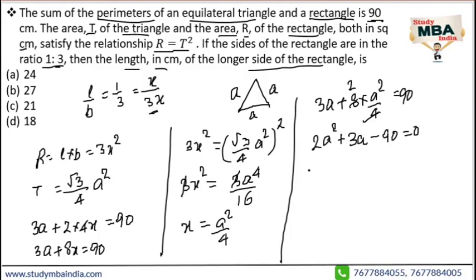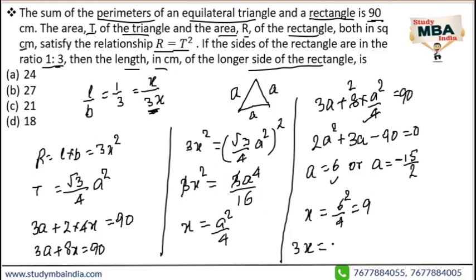Now if you solve, we will get a is equal to 6 or a is equal to minus 15 by 2. But as we know, a cannot be negative because a is the side of the triangle, hence a will be 6. Now if a is equal to 6, what will be x that we have to calculate? So x will be equal to a square by 4, which is 6 square by 4, 36 by 4 is 9. So the longer side is nothing but 3x. The value of the longer side, that is 3 times x, will be 3 into 9, which is 27 centimeter. So here the answer will be 27 centimeter, which is option B.